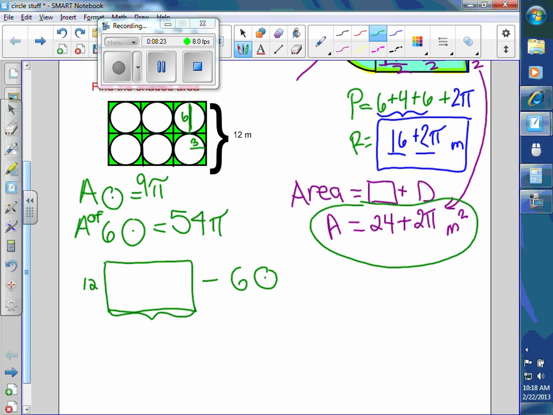So what is this then? That is half of 54 pi. I don't think so. What do you think about this, right? What do we know about the distance across one circle? That is 6. 6, right? So how long is this? 18. 18.